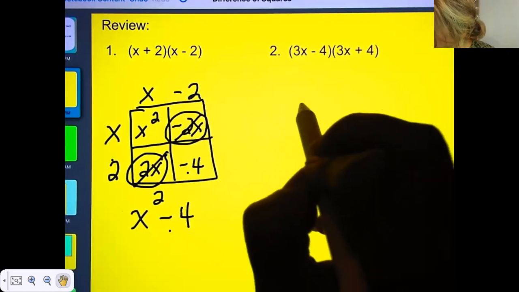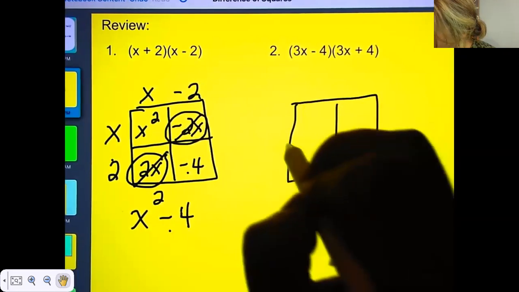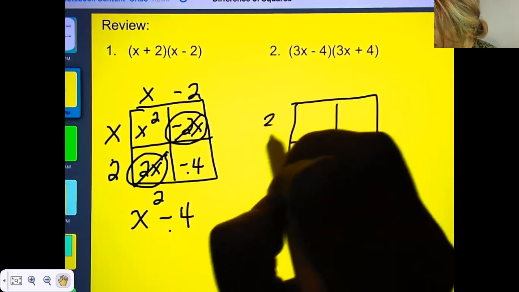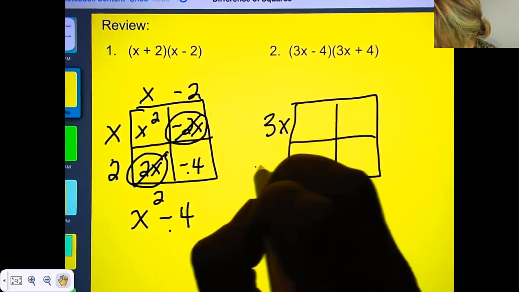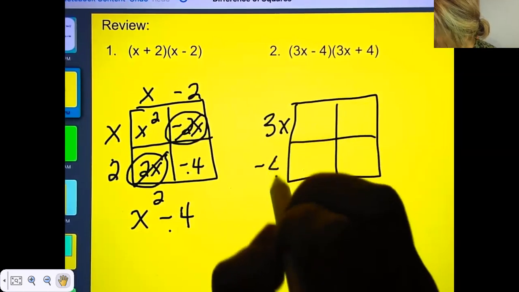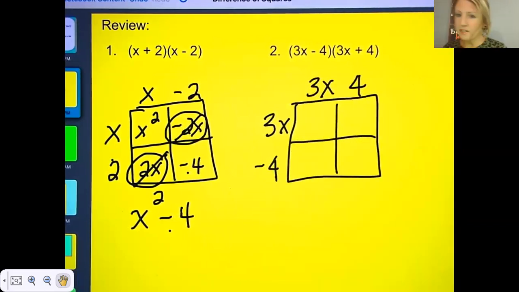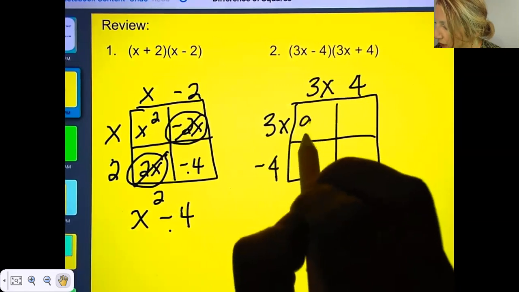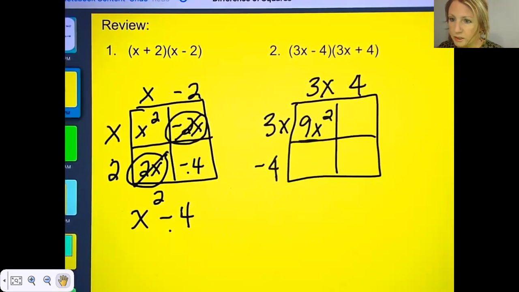Same thing here. We have 3x minus 4 and 3x plus 4. So again, I'm going to put my 3x and my negative 4 on one side, and my 3x and my positive 4 on the other side of my box. And now we're just finding their products. So 3x times 3x simplifies to a 9x squared. And again, see how that produces a perfect square. 9 is a perfect square, x squared is a perfect square.